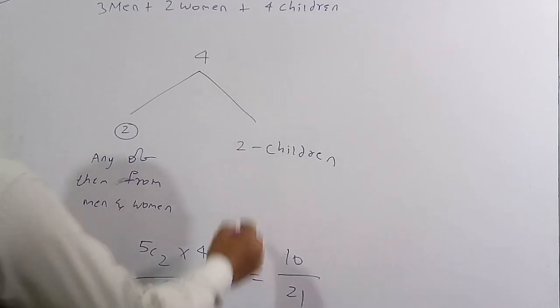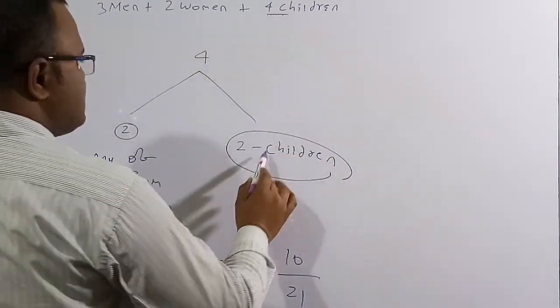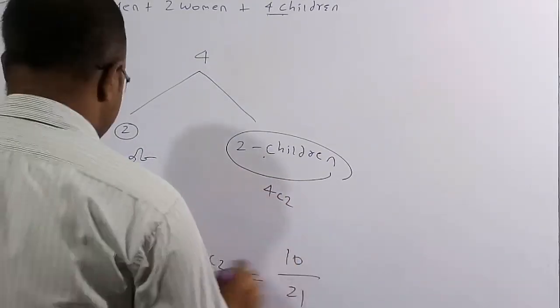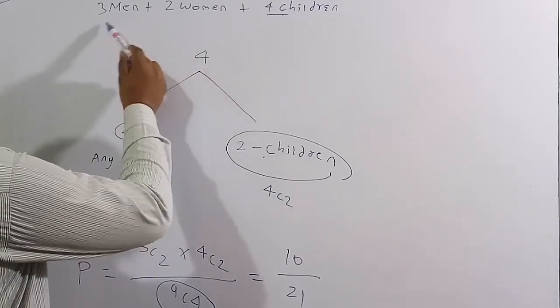Now here, in how many ways can we choose the children? There are only 4 children. Out of these, in how many ways can we choose 2 children? Therefore it is 4C2. And similarly for the men and women, 3 plus 2 is 5.